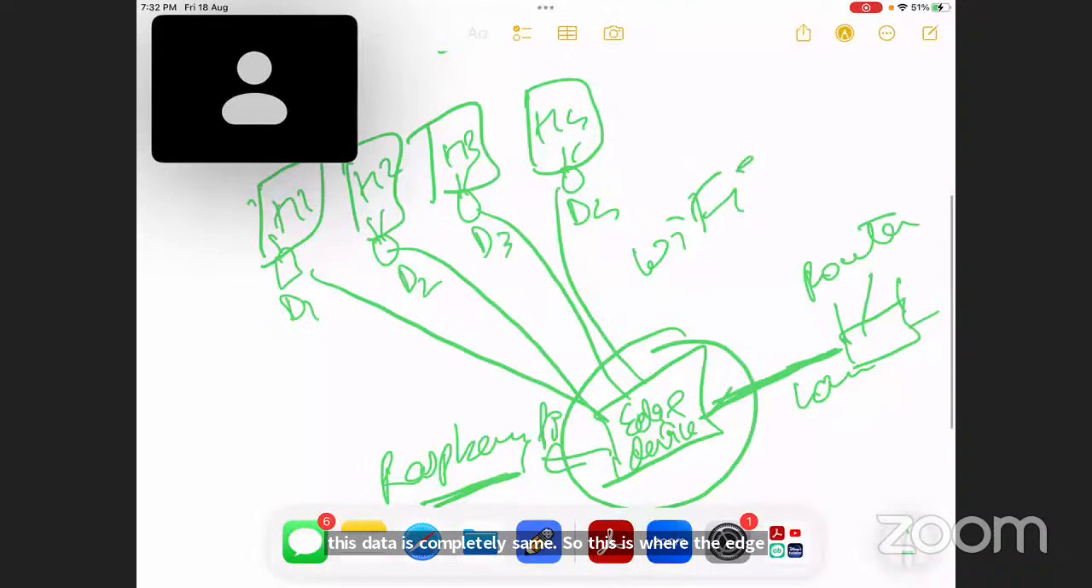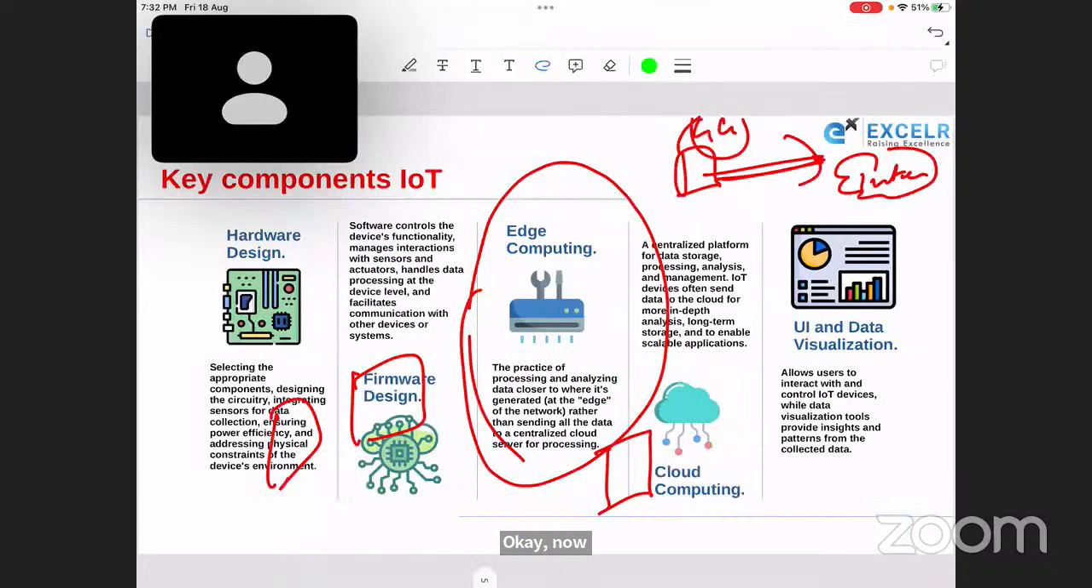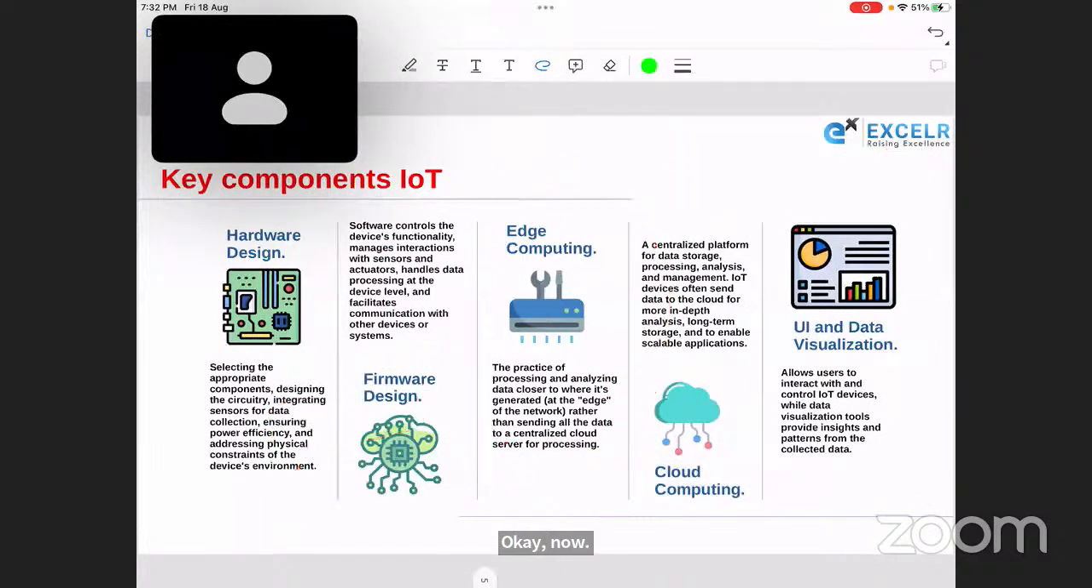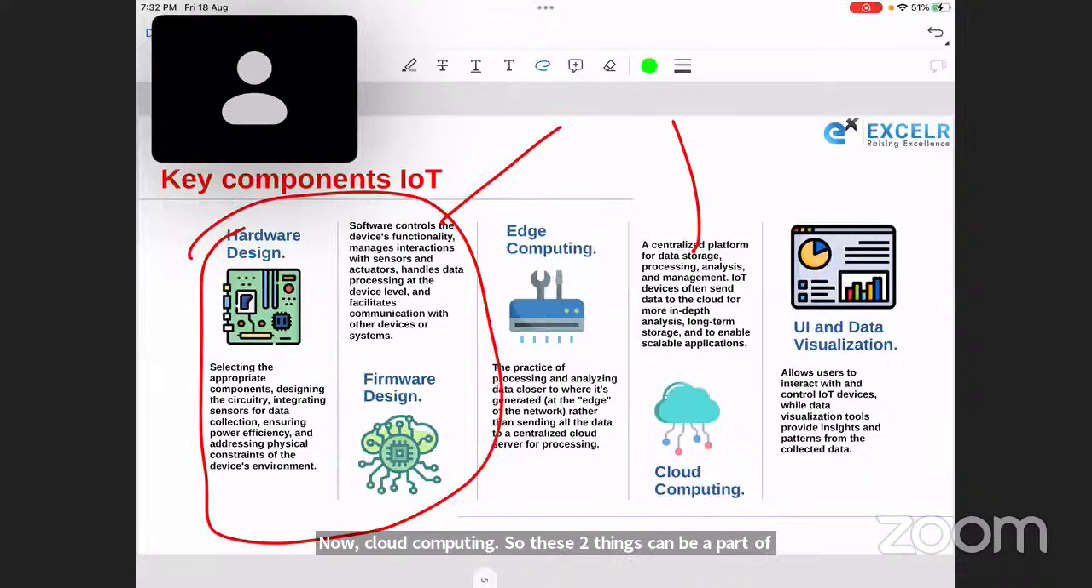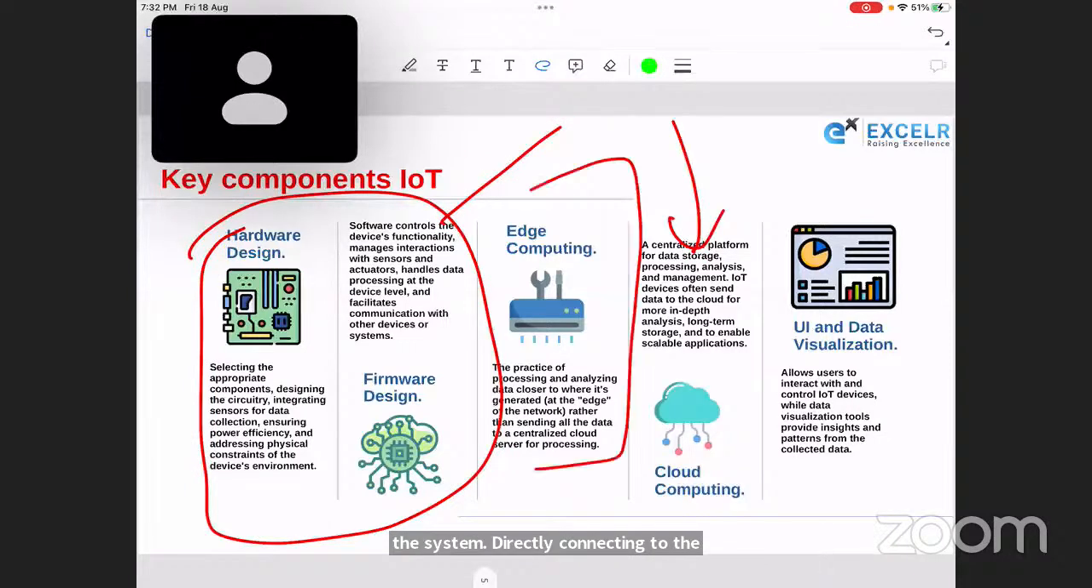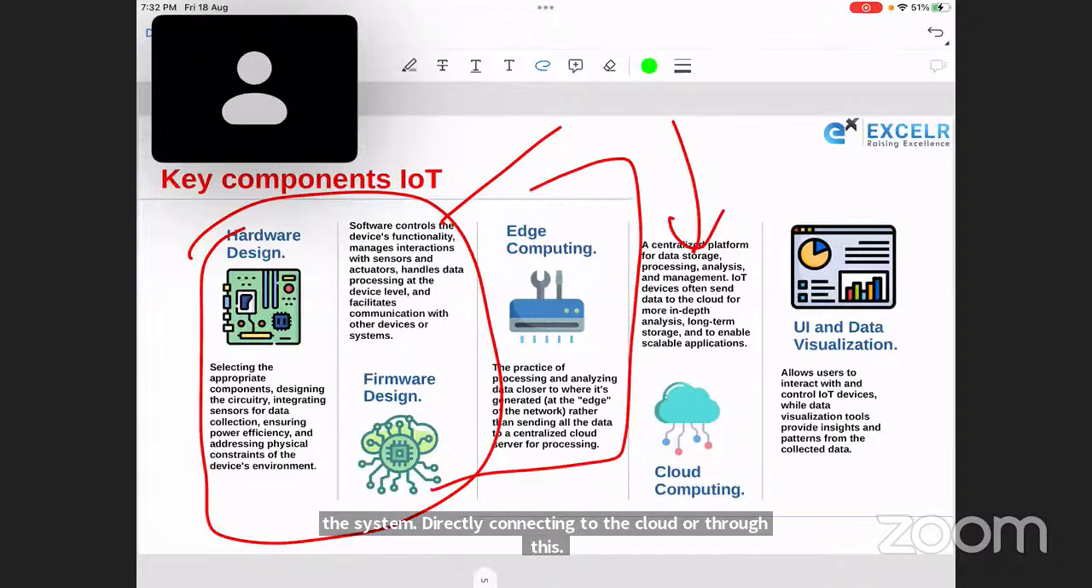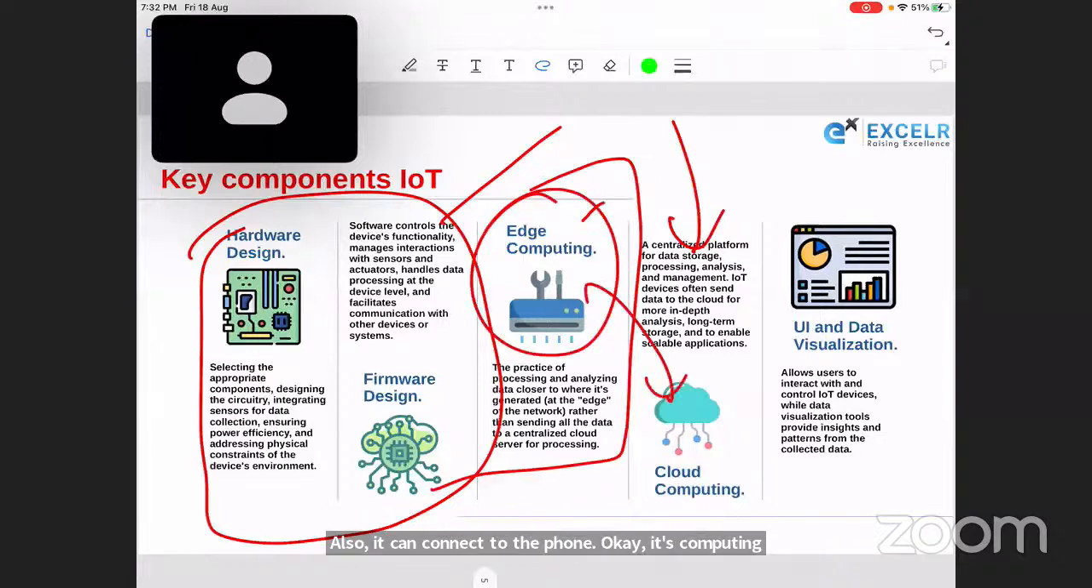Now, cloud computing. These two things can be a part of the system directly connecting to the cloud, or through this also it can connect to the cloud. If there's an edge computing device, then the edge computing device will only communicate to the cloud. The rest will all connect to the edge computing device locally using some local method of communication like Wi-Fi, Bluetooth.